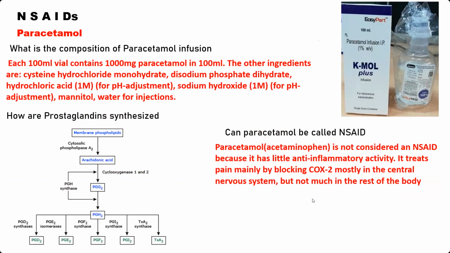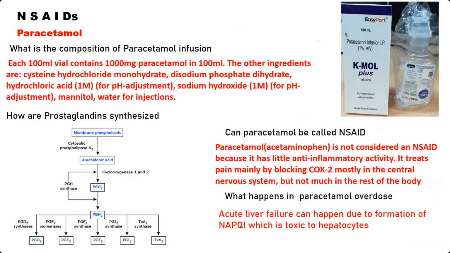Okay, what happens in paracetamol overdose? Hepatotoxicity, sir. How is it produced? Why does it happen? It causes necrosis of the hepatocyte. It saturates the enzyme and the conjugation with glutathione, leading to hepatotoxicity. Acute liver failure occurs due to formation of a compound called NAPQI, which is toxic to hepatocytes.